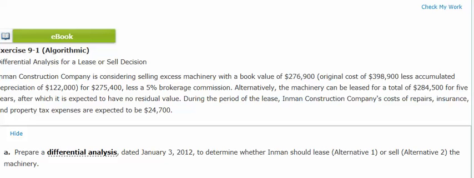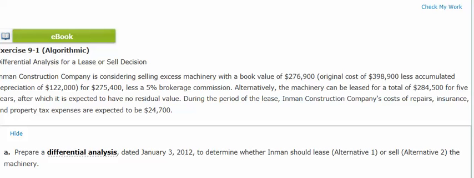This is chapter 9, the first exercise, and of course it's as usual algorithmic, so my numbers will be different, but the method of calculation will be the same. This is differential analysis for a lease or sell decision.